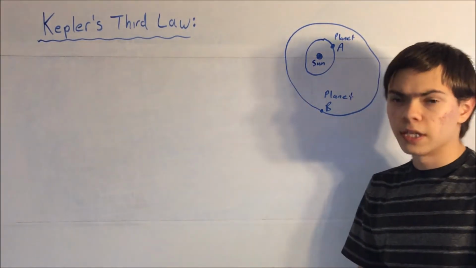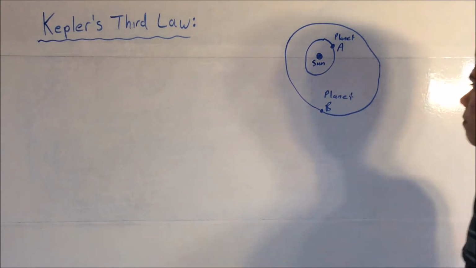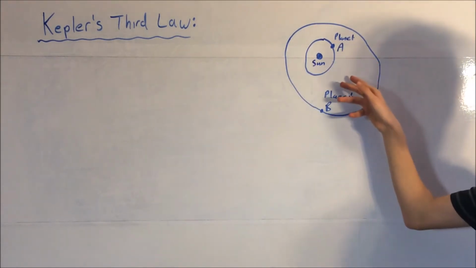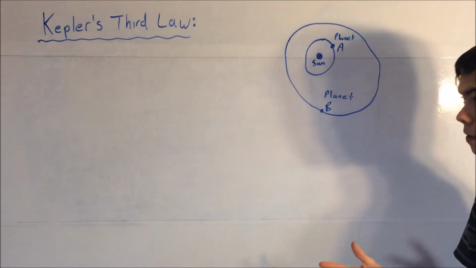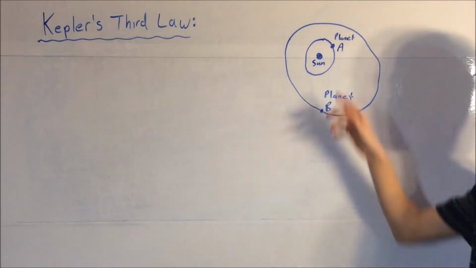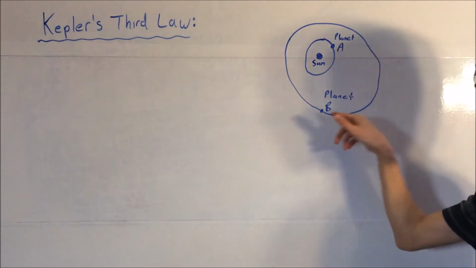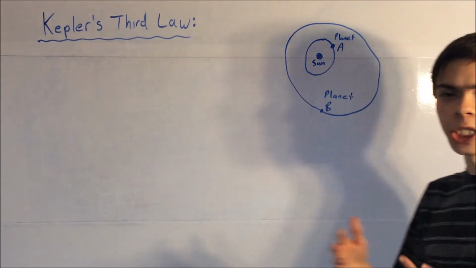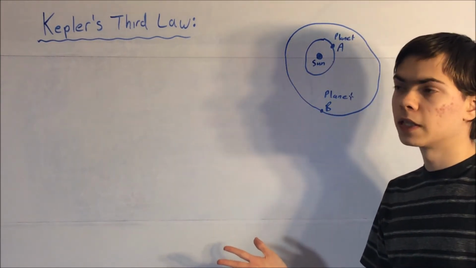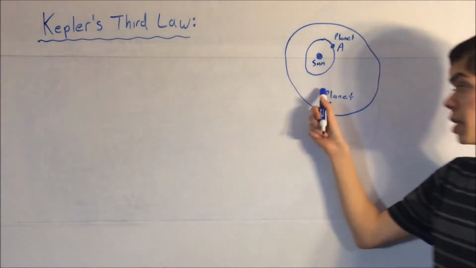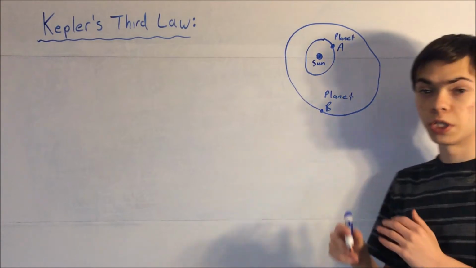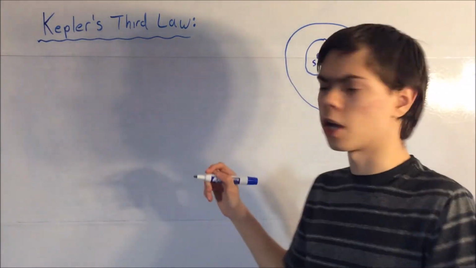My goal is to find a relationship between the average distances between these planets and the sun, and the time it takes for each of these planets to go around the sun. Is there some sort of relationship we can draw from that? Now, we can derive a relationship like that using Newton's law of gravity. So let's just start off with that.